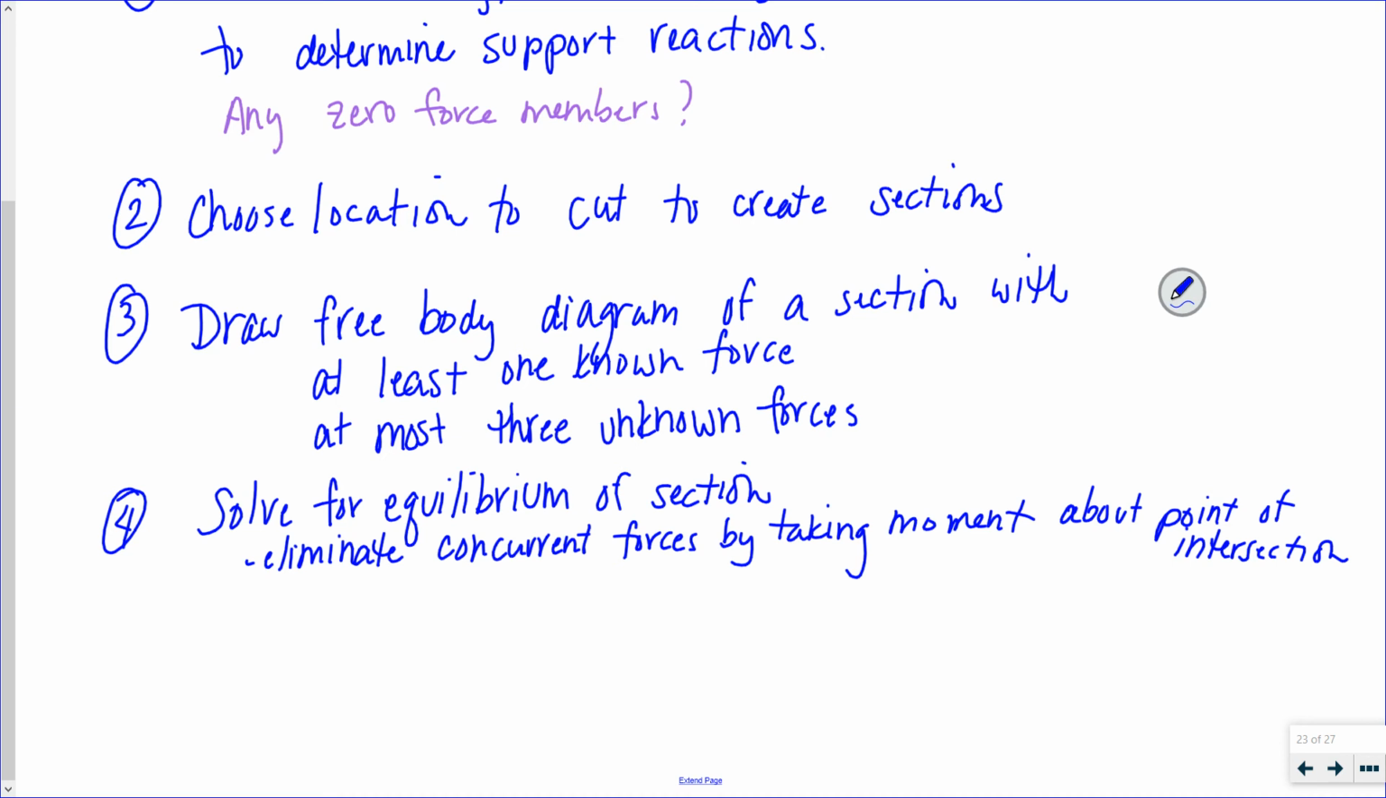So draw a free body diagram of your section. It has to have at least one known force and can only have at most three unknown forces, because we only have three equations of equilibrium. Solve for equilibrium of your section. That's a little tip for taking the moment about things, to make it easier on yourself. And then continue through your entire structure, ensuring equilibrium of each section and your entire structure.